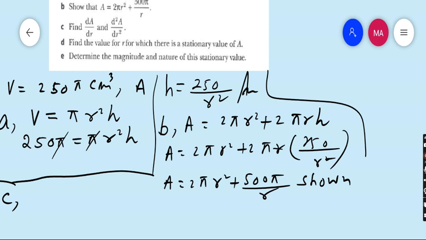Part C is find the value of r for which there is a stationary value of A. Very easy.